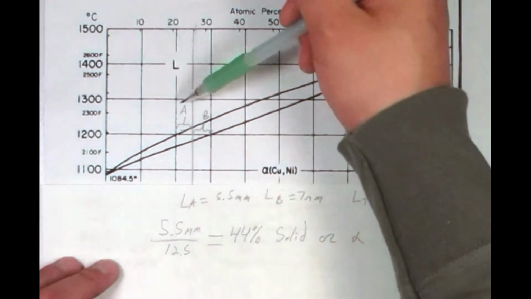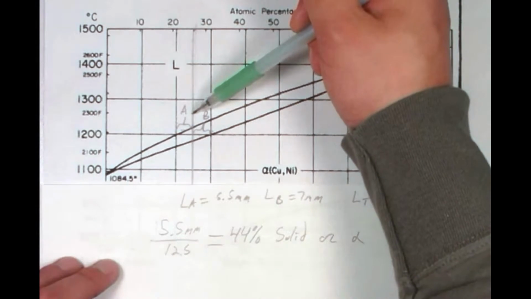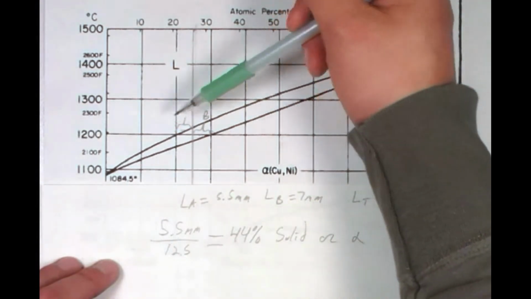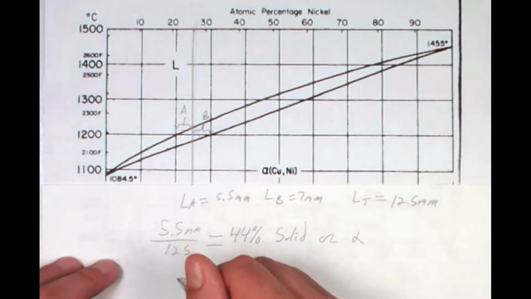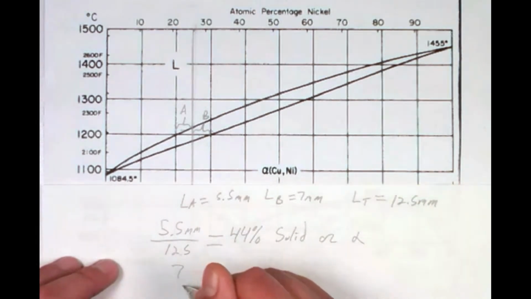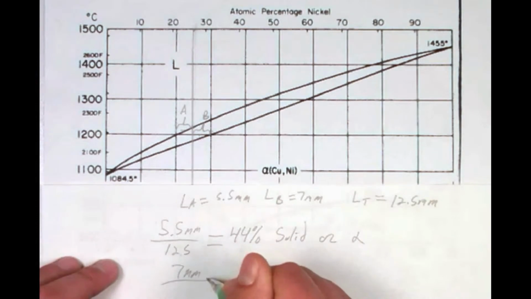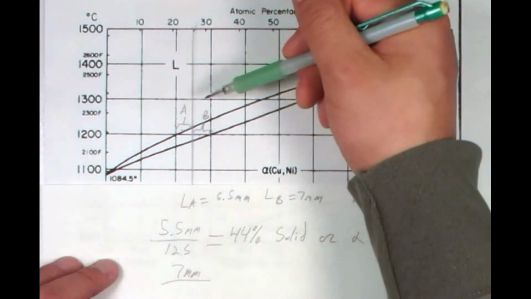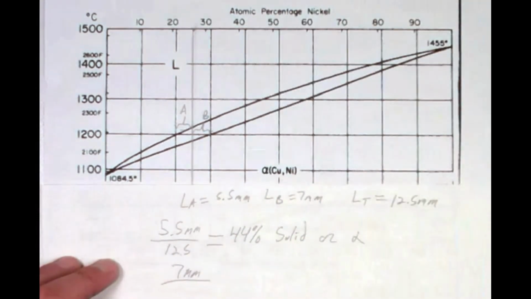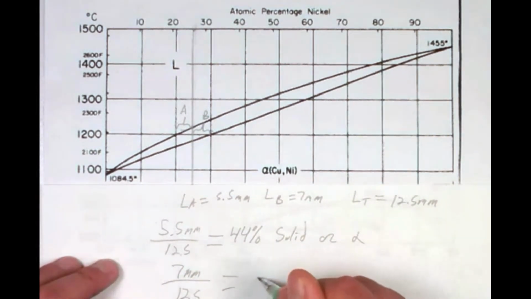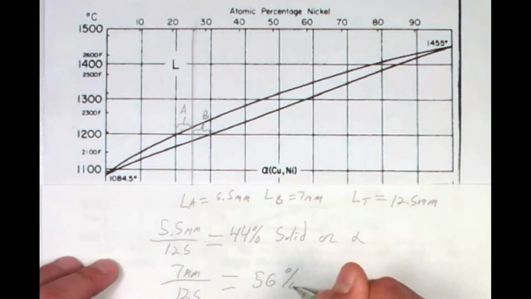Remember, we use length A, which is the length from the nominal value to the liquidus line. To determine the amount of liquid, we will use length B of 7, the distance from the nominal to the solid boundary line, again divided by our total, is going to give us 56% liquid.